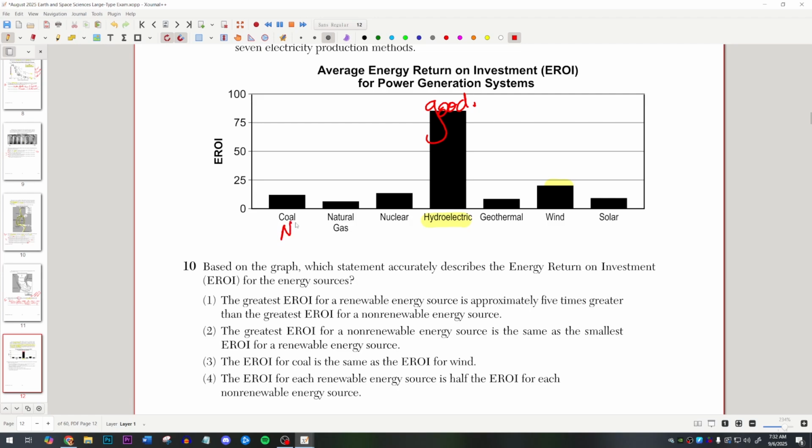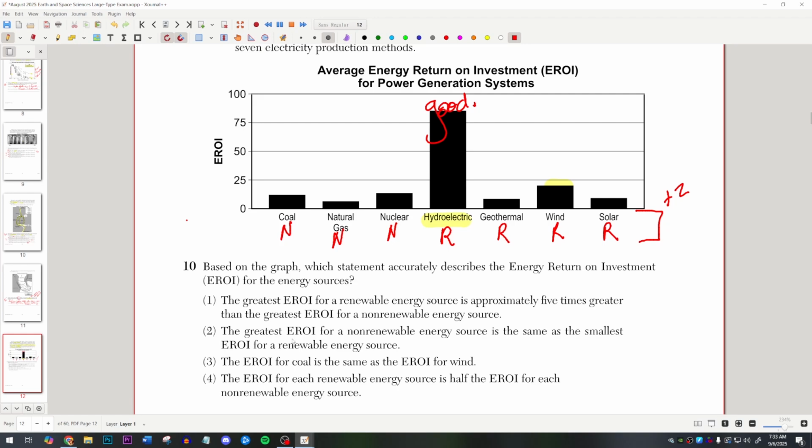This is non-renewable. This is non-renewable, nuclear, non-renewable, hydroelectric, renewable, geothermal, renewable, wind renewable, solar renewable. Just to do that, I'm adding a +2 to the difficulty because you had to know 7 different forms of electricity, whether they're renewable or non-renewable. That's kind of hard.